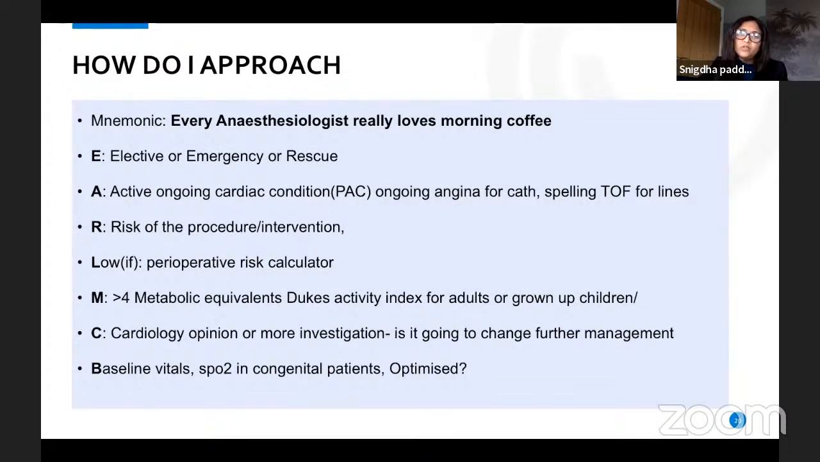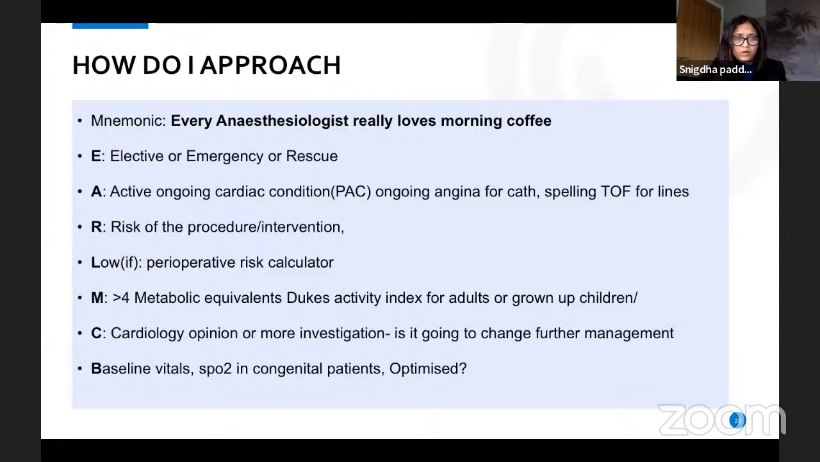So I try to follow this mnemonic: Every anesthesiologist really loves morning coffee. So the first thing I see is whether it's an elective, emergency, or rescue. Many a time it happens that there is a patient undergoing some kind of procedure in a cath lab, and I'm called as a rescue anesthesiologist because the patient had some kind of complication like hypoxia, tamponade, or maybe a cardiac arrest. And then as an anesthesiologist, you should be able to quickly assess the situation and pitch in and offer the help.